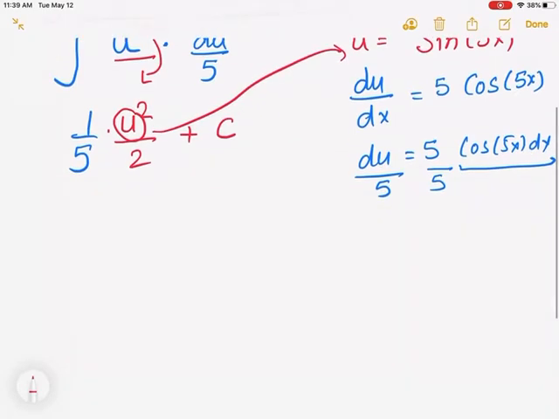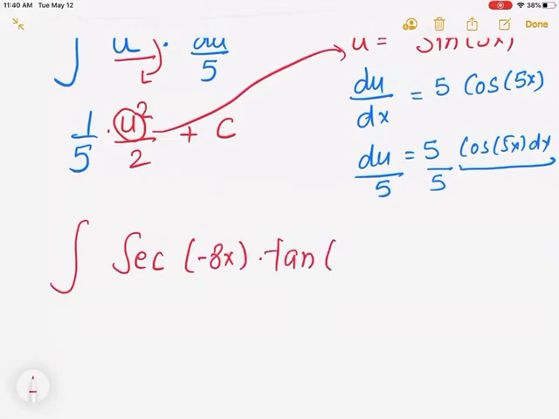Next one. Let's say I have secant of negative 8x times tangent of negative 8x, dx. This one we could still do with substitution, but I see one of the integral rules matches this exactly: secant x times tangent x integrates to secant of that angle. So I already see the pattern happening in this equation.